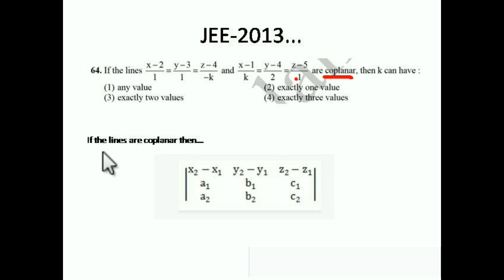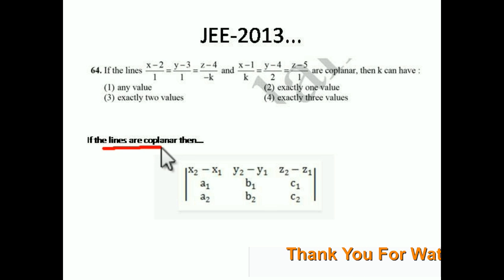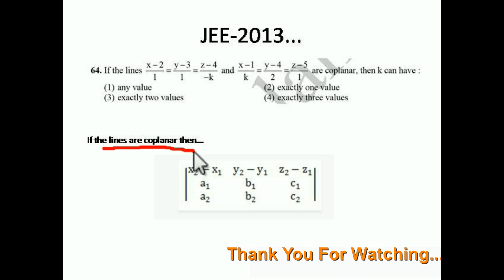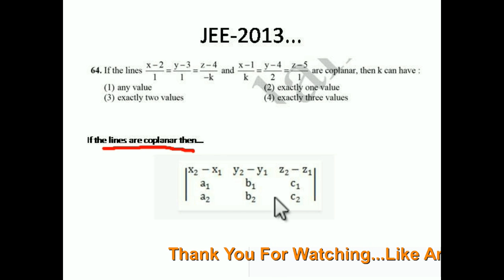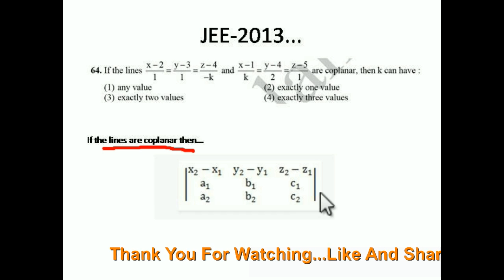This is the formula when the lines are coplanar. Okay, so please remember this. When the lines are coplanar, then the determinant x2 minus x1, y2 minus y1, z2 minus z1, a1, b1, c1, a2, b2, c2 is equal to 0.